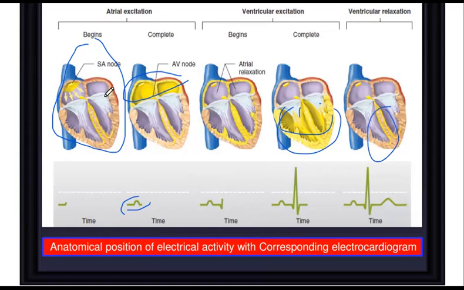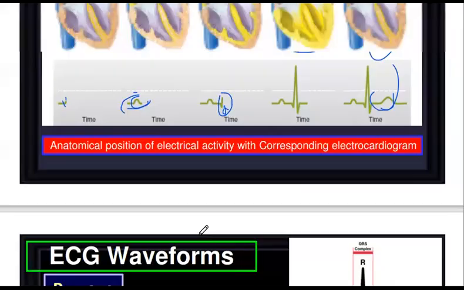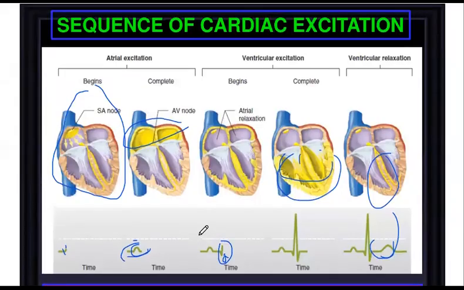Understood? P is the beginning of the atrium. The complete P wave is atrial contraction. The beginning of ventricle contraction is the Q wave. The complete contraction of the ventricles is QRS. And T is the relaxation of the ventricles. Understood? Any doubt here? Because it is the basic, you have to remember it.